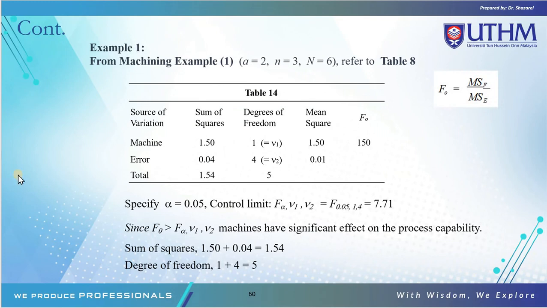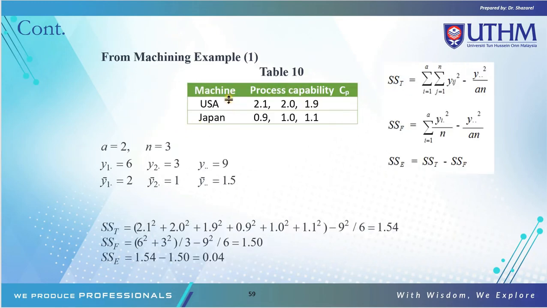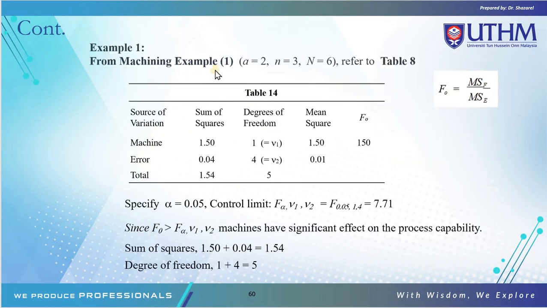There is only one factor, which is the machine, and there are two levels of the machine, the type of machine, USA and Japan. So a equals 2 and n equals 3, which is the replicate, and the total number of observations is equal to 6. In order to do the ANOVA test, it's easier if we represent all the statistics that we need to use for the ANOVA test in a table.